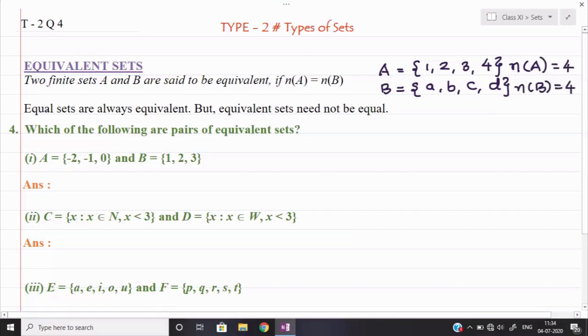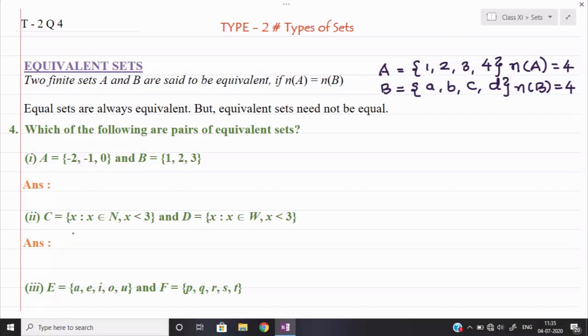So we can say that since the number of elements in both the sets are equal, they are equivalent sets. Okay, so let us see some of the questions over here. One remark is given here: equal sets are always equivalent, but equivalent sets need not be equal. That is not compulsory, but if two sets are equal, they will definitely be equivalent sets.